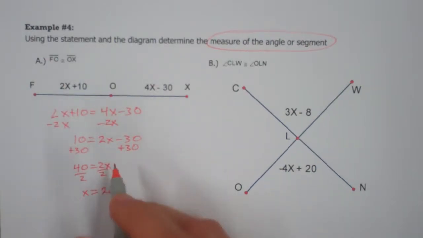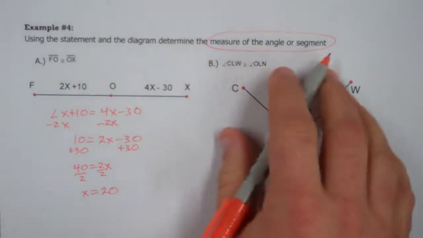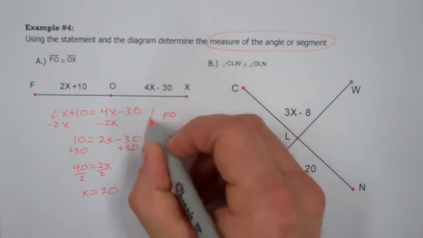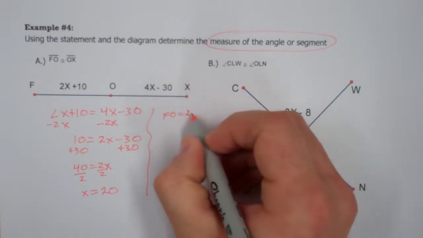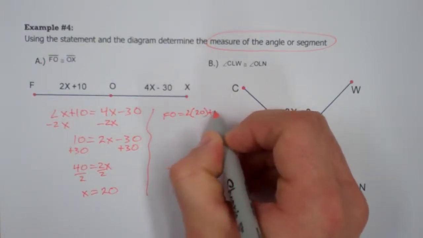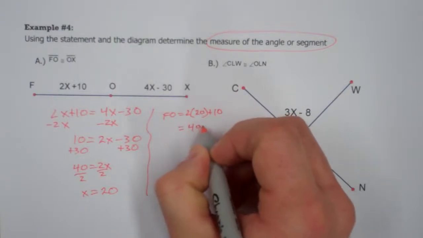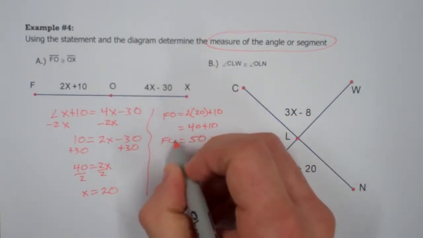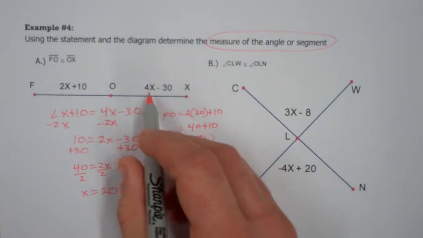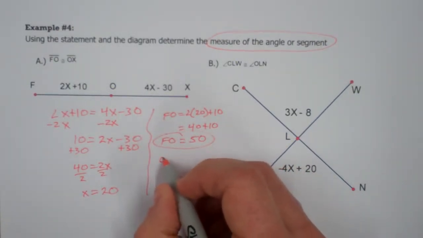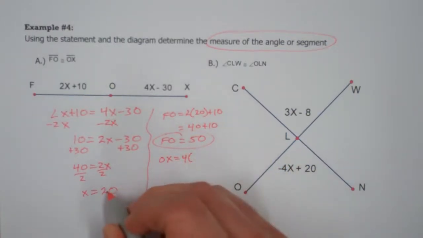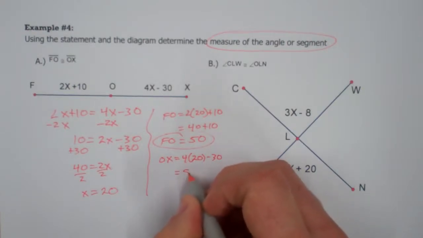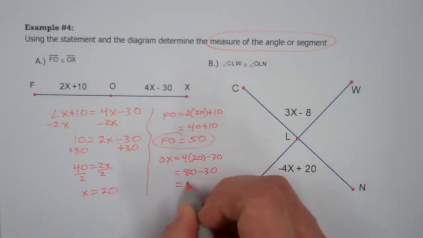We're not done yet. It says determine the measure of the angle or segment. So FO is going to be 2x plus 10, which is 2 times 20 plus 10. So that's 40 plus 10, which is 50. 4x minus 30 is OX. So we'll replace x with 20. Solve there. That's 80 minus 30, which is 50.